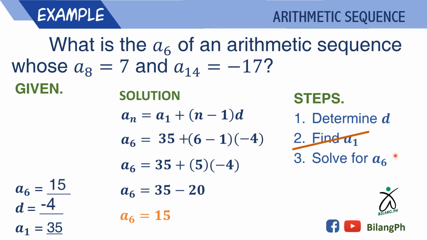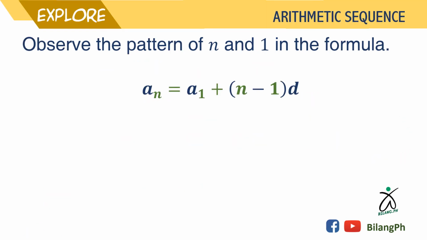Pero, pwede nating i-eliminate yung second step. Pwede na tayong pagkakuha ng common difference diretso sa a sub 6. Paano yun? Observe the pattern of n and 1 in the formula. So, a sub n equals a sub 1 plus n minus 1 times d. Itong n, parehas dito. Itong 1, parehas din dito.